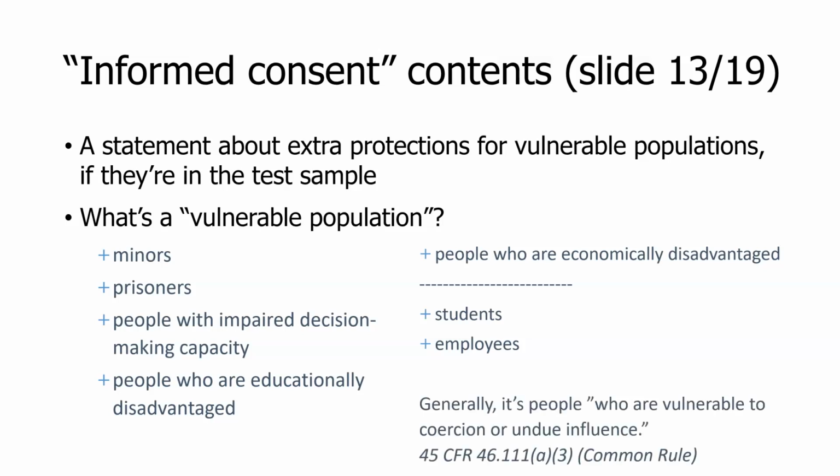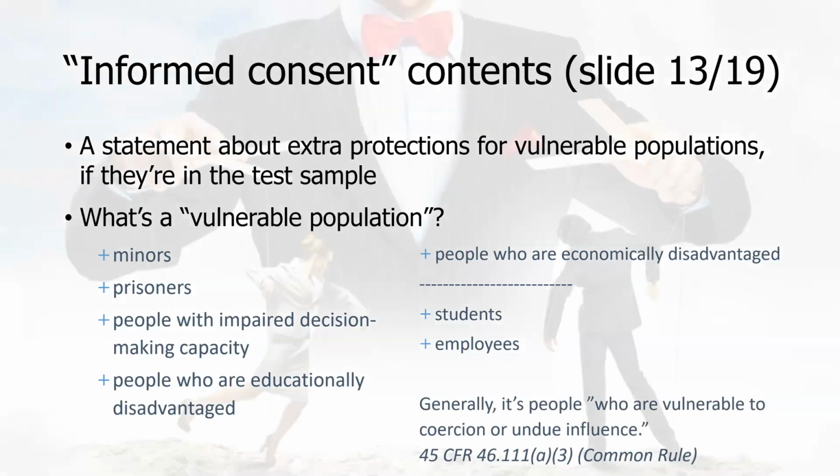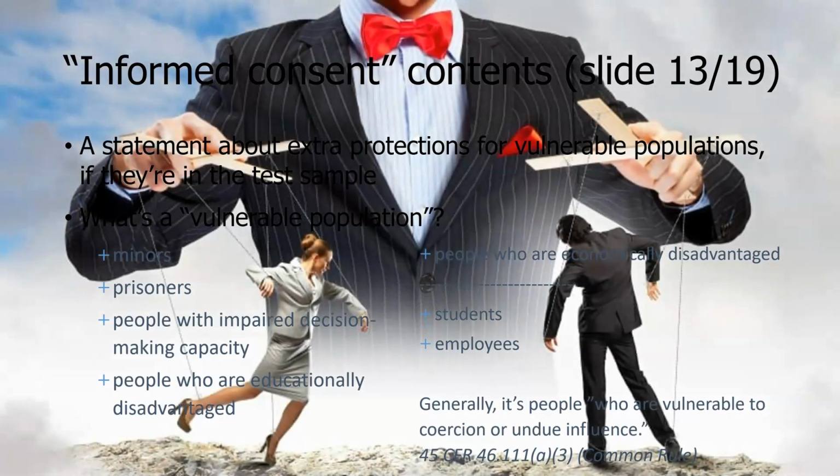The big idea is that vulnerable populations are people who are vulnerable to coercion or undue influence. You are not allowed to play puppet master. That's the big thing here.